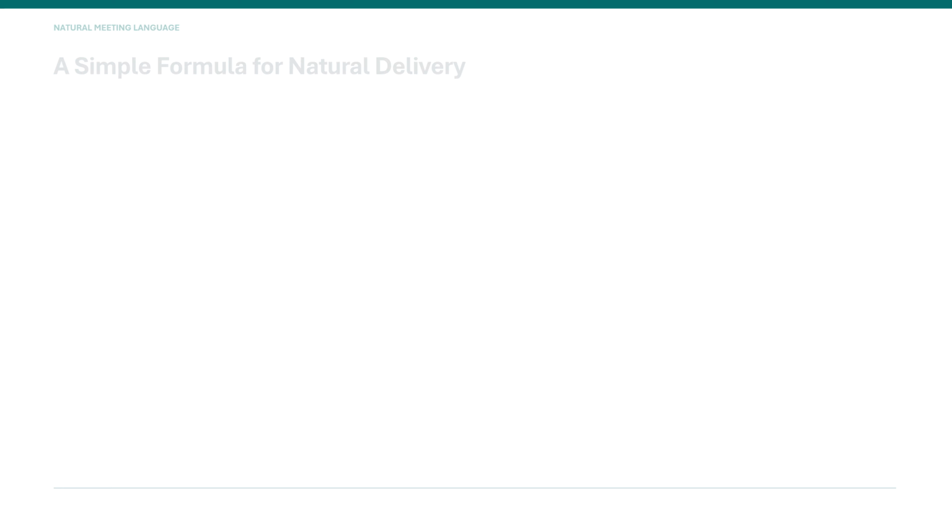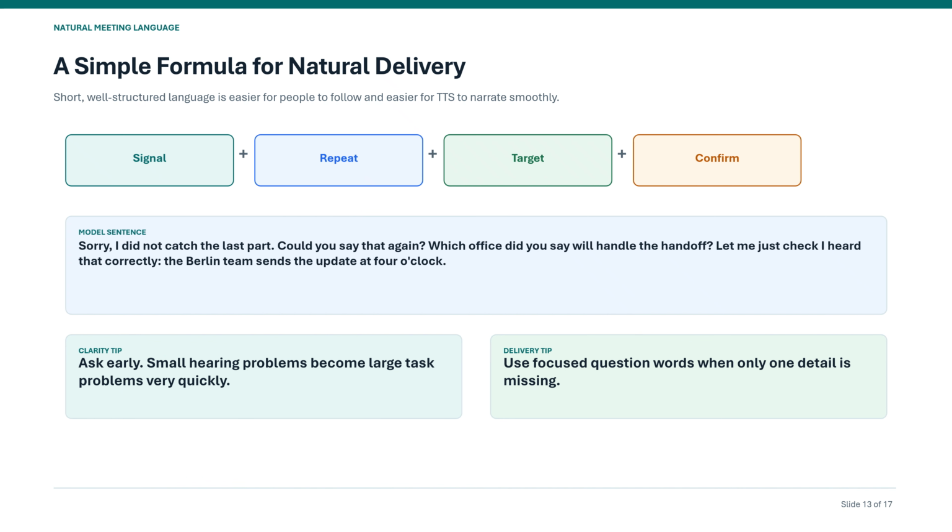A strong meeting response often follows a simple formula. Start with signal, then repeat, then target, and end with confirm. Model example. "Sorry, I did not catch the last part. Could you say that again? Which office did you say will handle the handoff? Let me just check I heard that correctly. The Berlin team sends the update at 4 o'clock." Ask early. Small hearing problems become large task problems very quickly. Use focused question words when only one detail is missing.